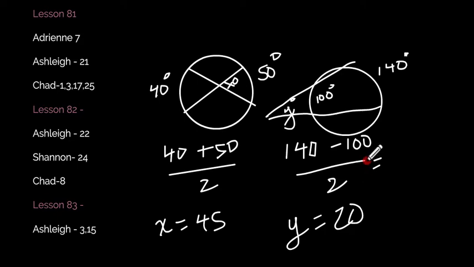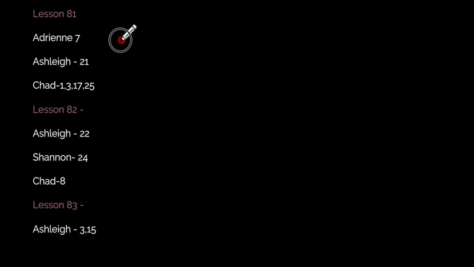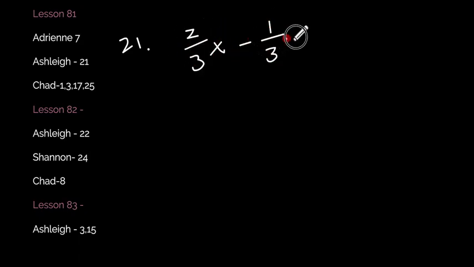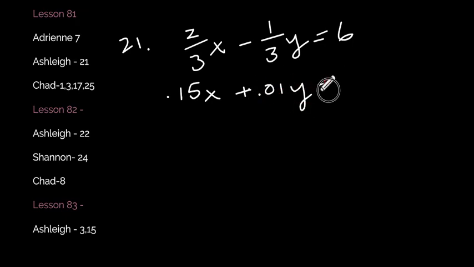Next one is 21. Did I do 7? Yes, okay, 21. Okay, I did say I was going to do one of these guys, right? All right, 21, this is our token one of these. I feel like we get one of these every time. So 2/3 x minus 1/3 y equals 6. And then we have 0.15x. This one's pretty easy though. 0.01y equals 0.84. We don't deal with decimals and fractions, especially not together. So either make them all the same or get rid of them.